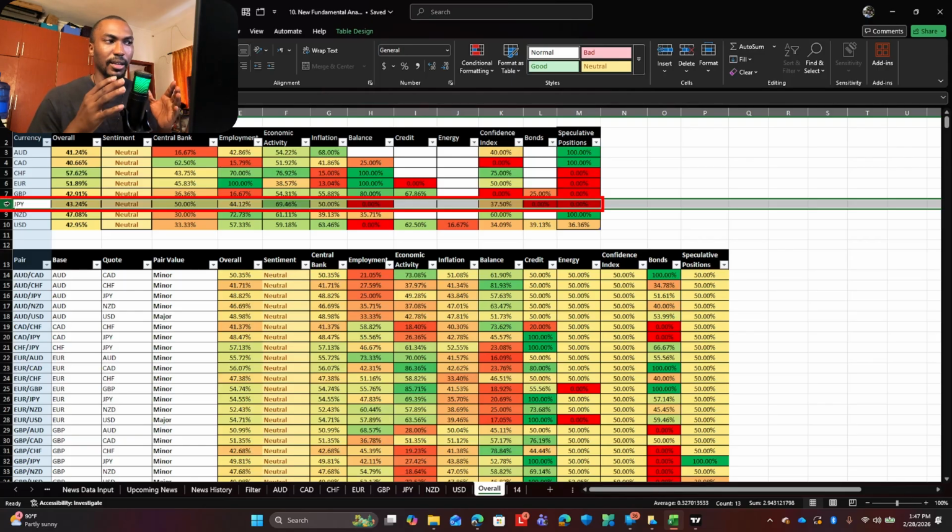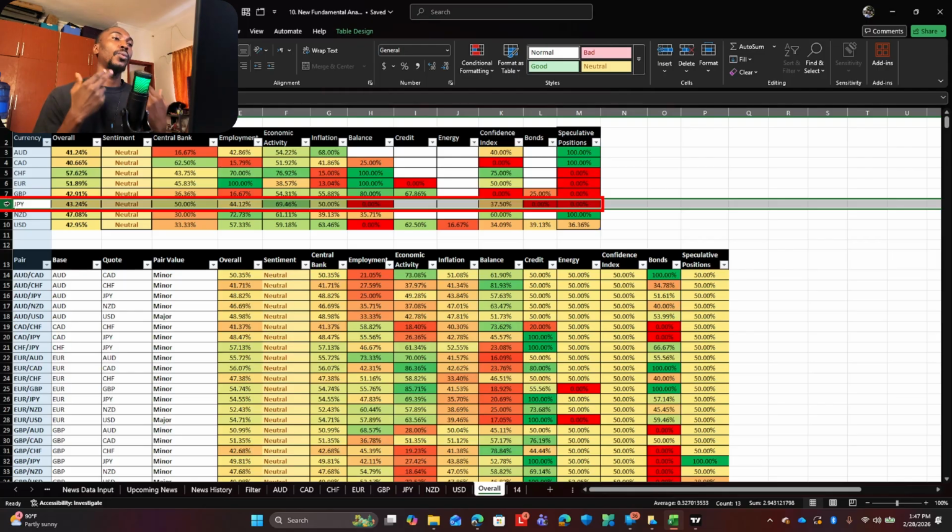The central bank data is flatline. The central bank is literally keeping the bar right in the middle. But the employment data is beginning to take a nosedive. It's diving slowly, while the economic activity is good. Recently, according to their data, they have good economic activity. They have flatlined inflation. Inflation is not bad, it's not good, it's just neutral.